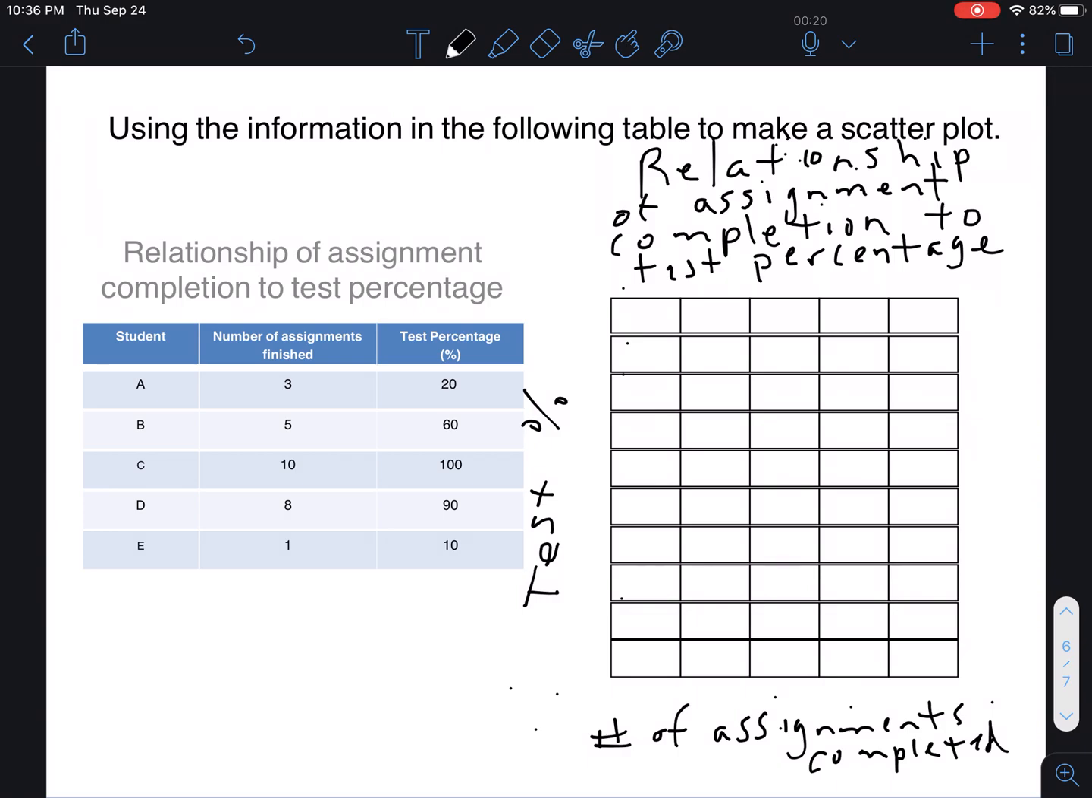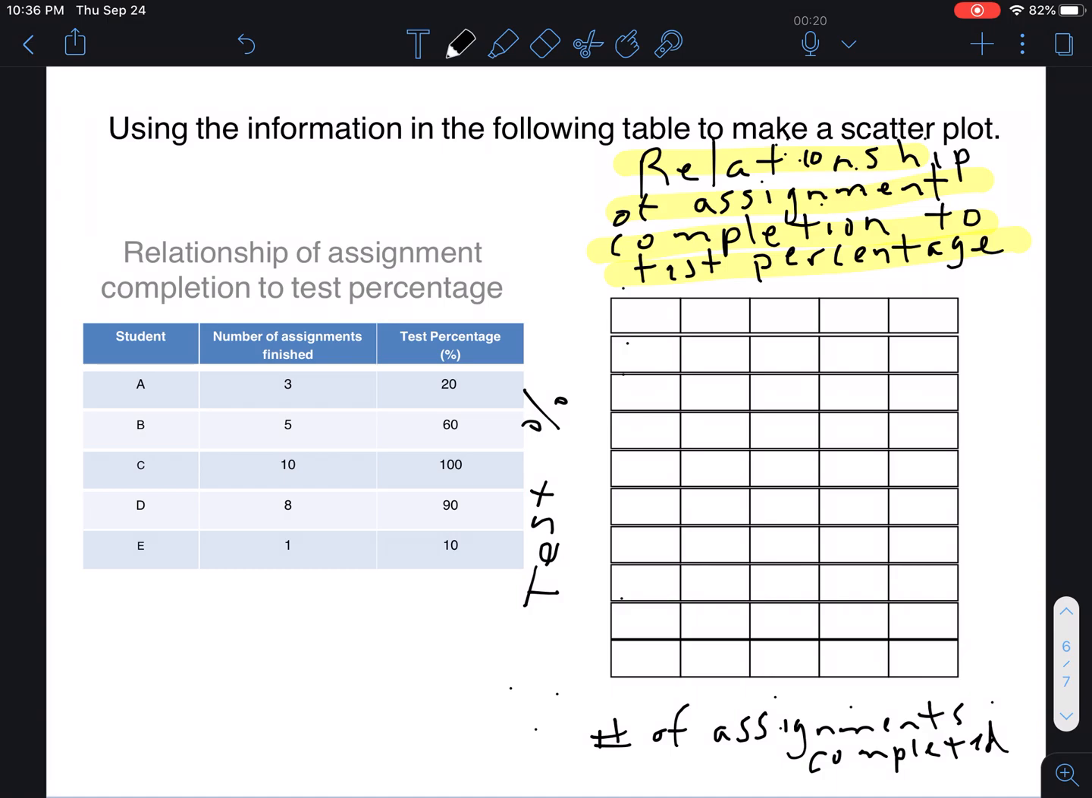And here's one that we can do ourselves, as another example. Make a scatter plot graph. I have titled this scatter plot graph as the relationship of assignment completion to test percentage. This is a good one. You guys will really appreciate this one, especially here at the beginning of the year. Is there a relationship between the number of assignments that you complete and your test percentage? In other words, if you complete more assignments, do you get a better test percentage? Do you do better on your tests?